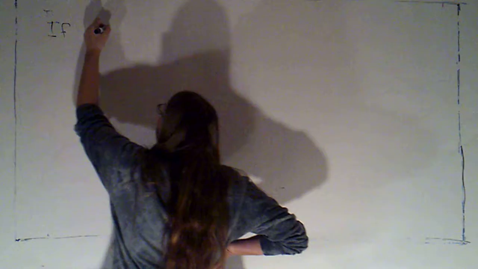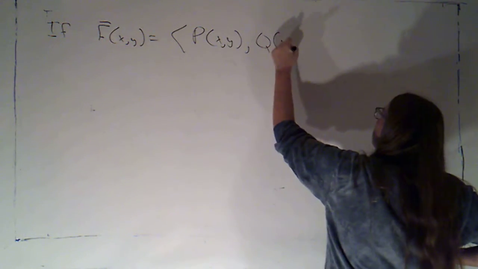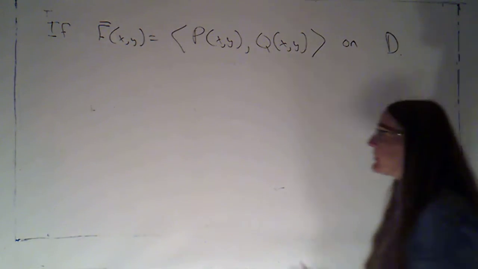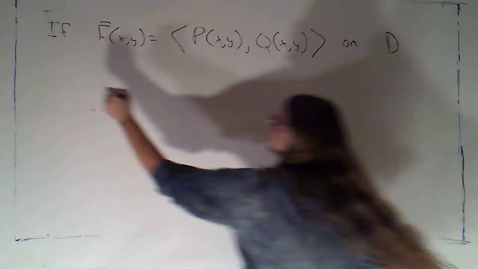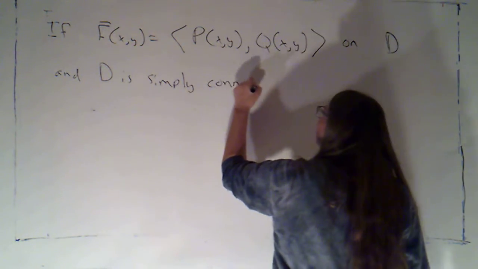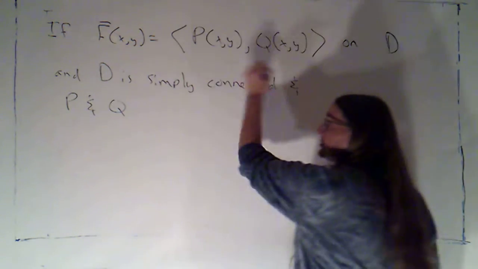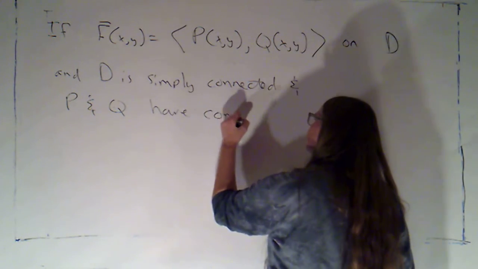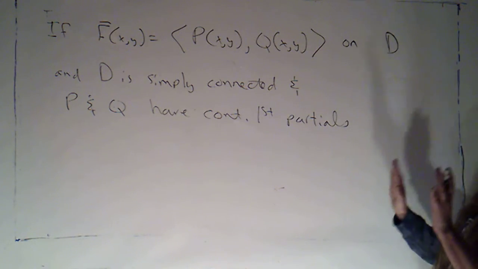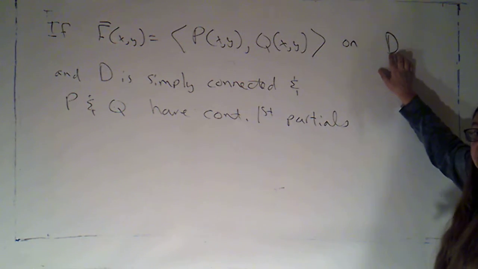So if F of xy equals P of xy, Q of xy, on D, and D is simply connected, and P and Q, the component functions of F, have continuous first partials. So if all of these things are satisfied, I need one thing to be true for the component functions, they have to have continuous first partials. I need one thing to be true for my region. It has to be simply connected.